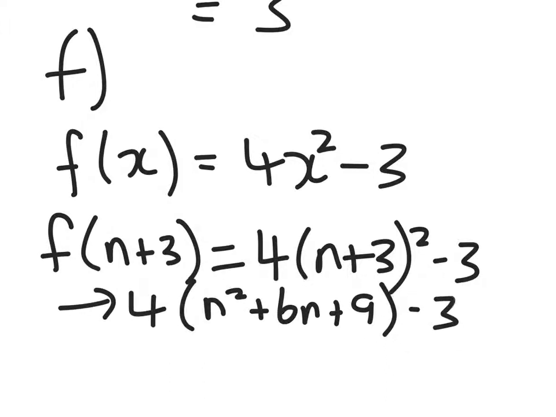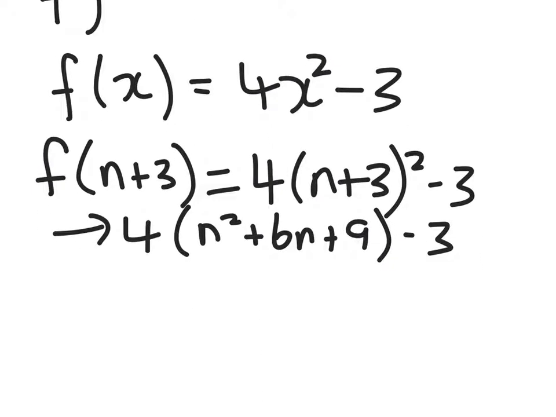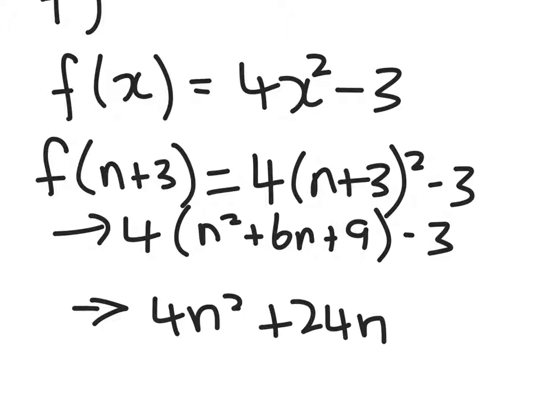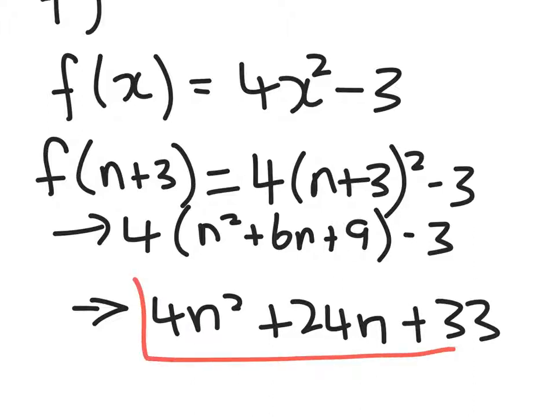And just tidy that up a small bit. And that's going to give you 4n squared plus 24n plus 36 and then minus 3. It's going to give you plus 33. Alright? So basically when you were finding f of n plus 3, you took out the x in the definition, you replaced it with n plus 3's. Simple as that. Okay, let's move on.